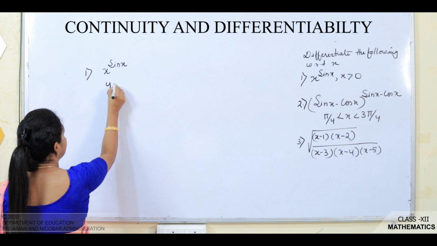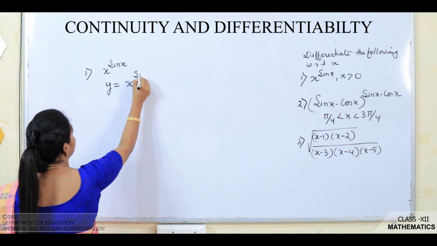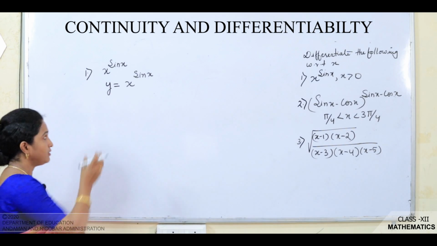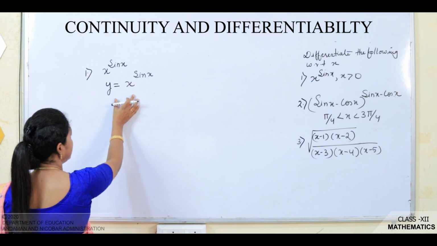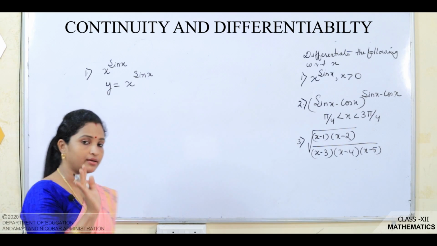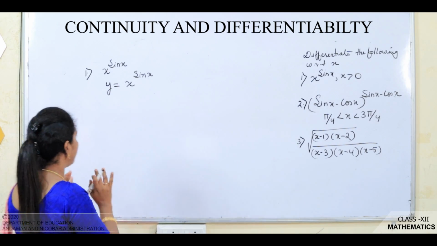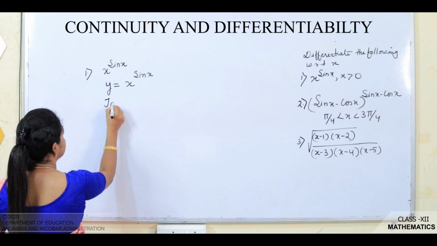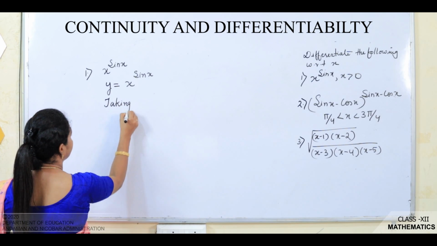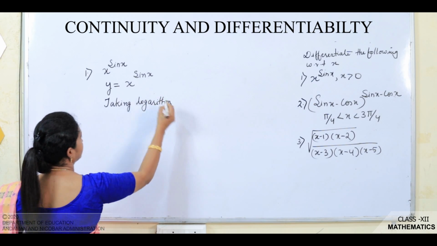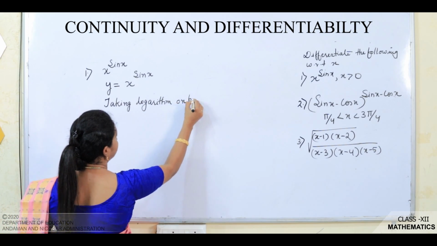What we will do? Let y is equal to x to the power sin x. Now when you are getting function to the power function question, you have to think that you are going to apply logarithmic differentiation. Now how to apply? See the method. Taking logarithm on both sides.